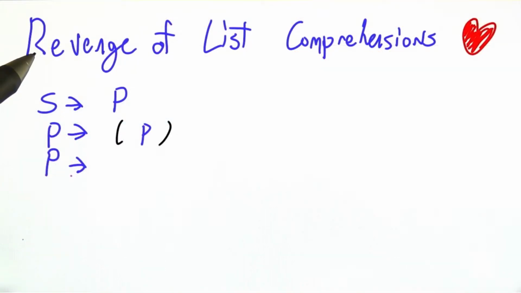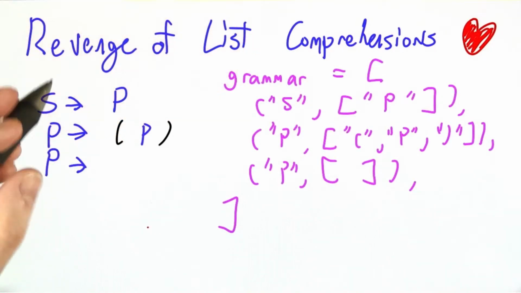So we had our little refresher on list comprehensions, and now we want to parse a string according to a grammar. So let's say our grammar would look like this if we wrote it down on a piece of paper. We need to encode it in Python. Well, here's one way to do it.